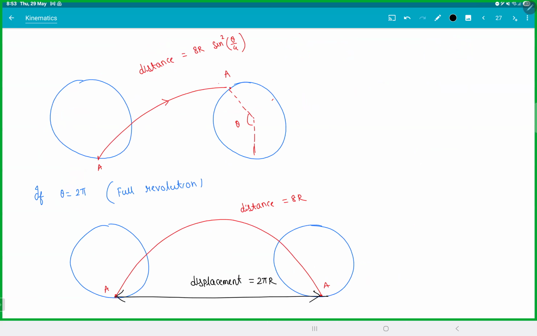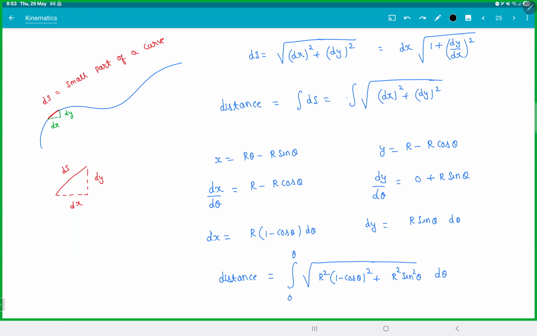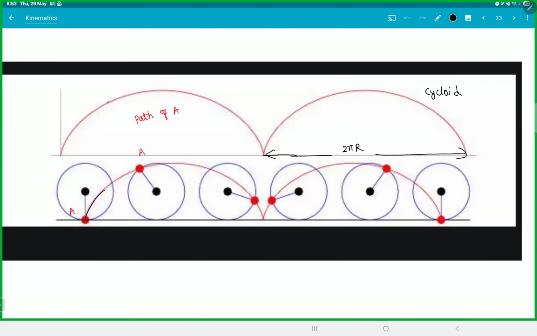So I can even ask you like this: find the distance traveled when it rotates 60 degrees, 120 degrees, 150 degrees. There we got a more generalized formula in terms of theta by 4. So this thing which looks like this circle, the cycloid, the path which I showed you here, this total length will be 8r.